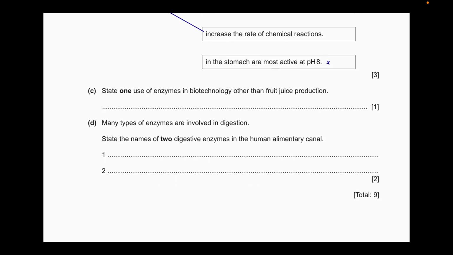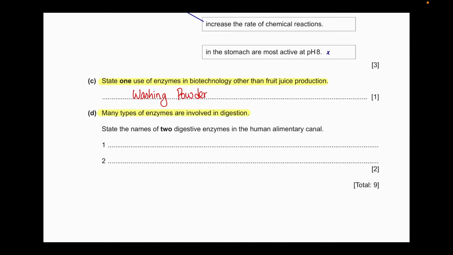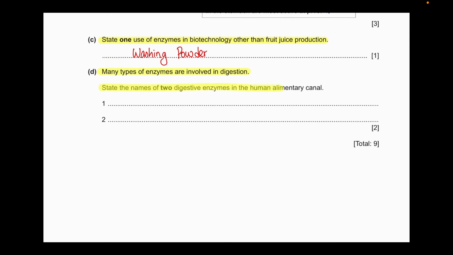State one use of enzymes in biotechnology other than fruit juice production. Well, in biotechnology, other than fruit juice production, we definitely use enzymes in washing powder. So, washing powder. Many types of enzymes are involved in digestion. State the name of two digestive enzymes in the human alimentary canal. Well, we can write down the main ones: lipase, amylase, and also the last one we could have written is protease.